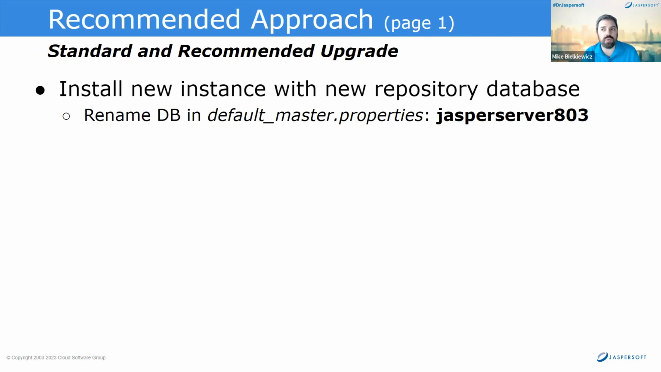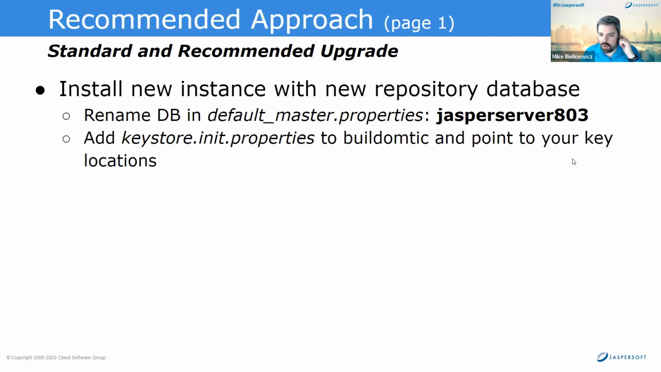The one change that I always make to the default master properties file, which identifies where your database is, what the connection info is, where your app server is, I rename that database from the default Jasper server, and I always append the version number that I'm upgrading to. So if I was going to 803, I would put 803 here. If I'm going to 811, which I'll be doing in my demo, I will use 811 there. And that way I know when I look at the database which version I'm using for Jaspersoft.